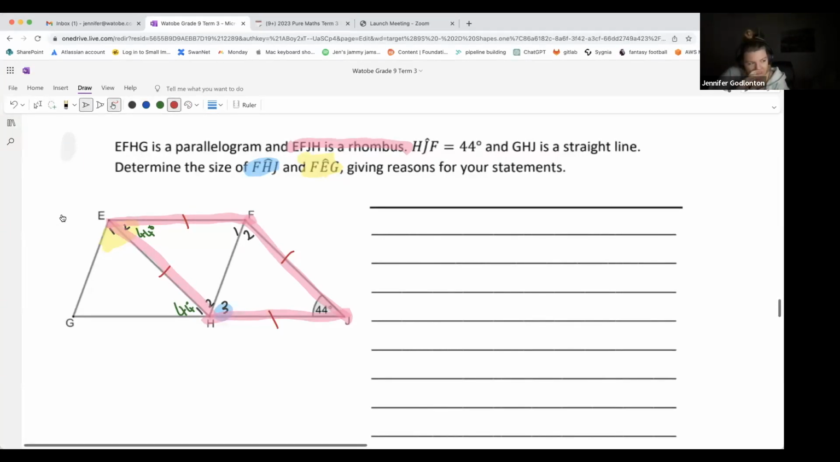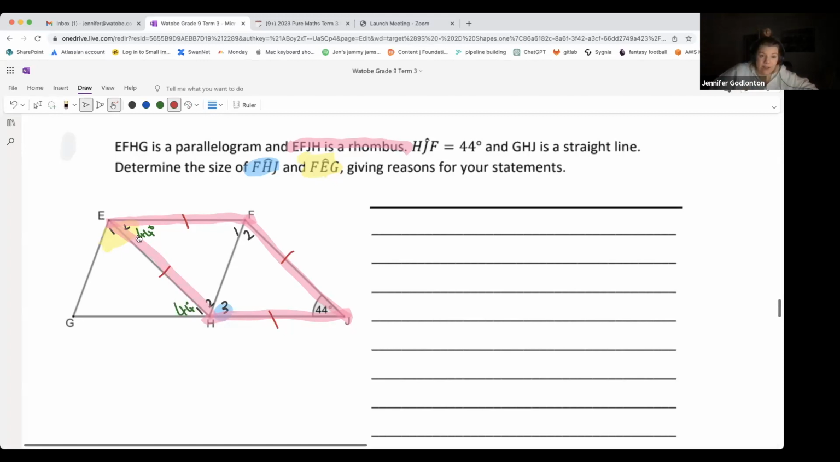Ma'am, I think H2 is equal to, oh no, it's not what I thought it was. Okay, that's okay. What were you going to say? I was going to say 44 degrees. It's not going to be 44, but I'll show you why not.